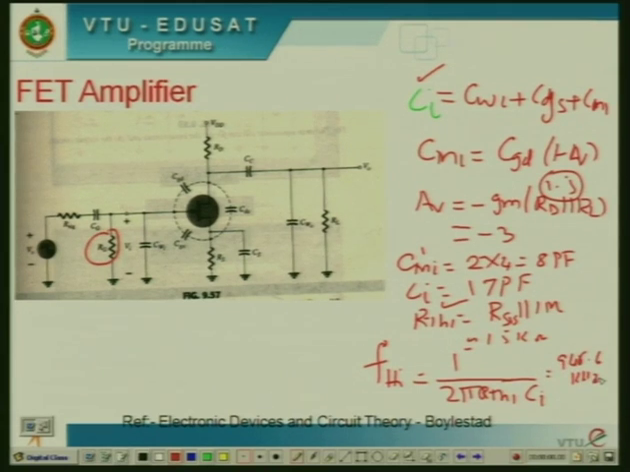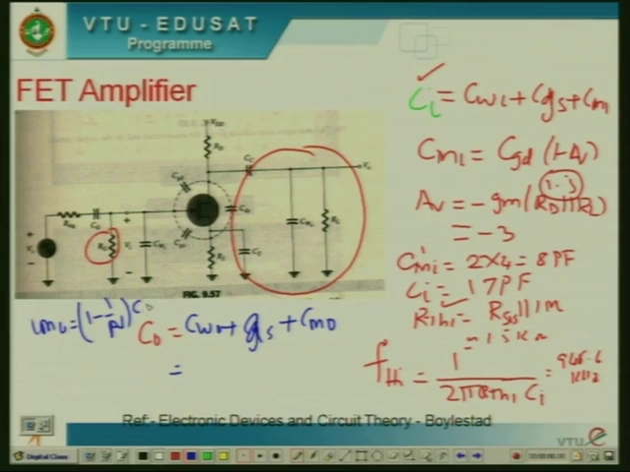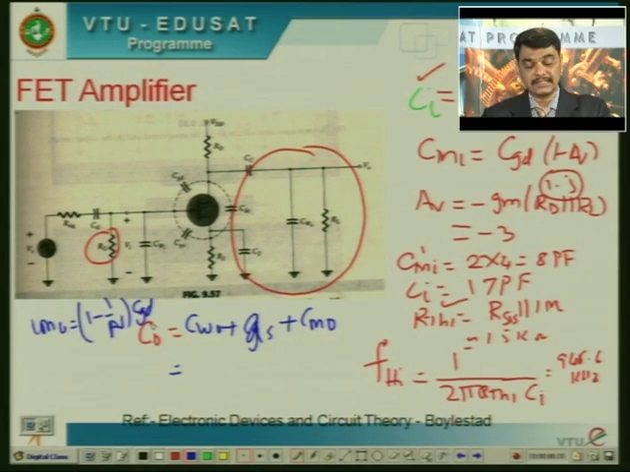Similarly, we need to calculate the upper cutoff frequency due to the output side, where we have to find C naught. C naught is equal to Cw naught plus Cds plus Cm naught, where Cm naught value, because Av is 3, if you substitute, Cm naught is equal to 1 by 1 minus Av into Cgd, where Cgd is 2 picofarad. Therefore, you get 1 by 1 minus Av, meaning 1 by 3, so you get 0.667.